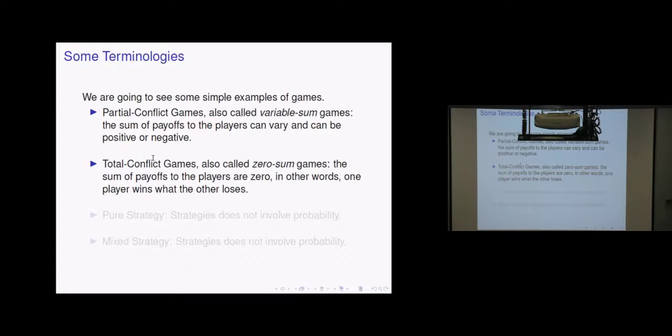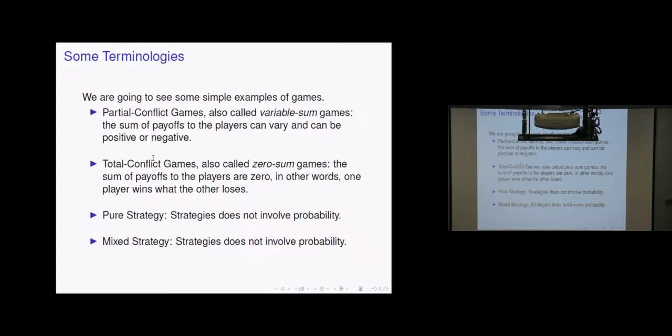So this is a more general setting. The players don't need to be against each other. They can cooperate and do things together and so on and so forth, right? So that's partial conflict. This is also called variable sum. The sum may not be 0, may not be the same. The sum of payoffs to the players can vary and can be positive or negative, and so on and so forth.